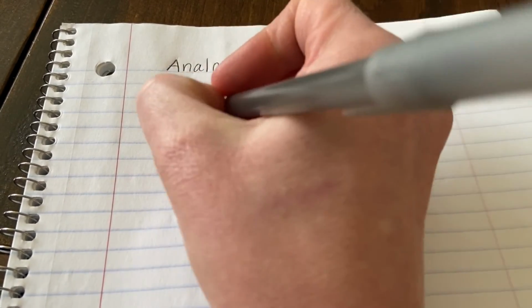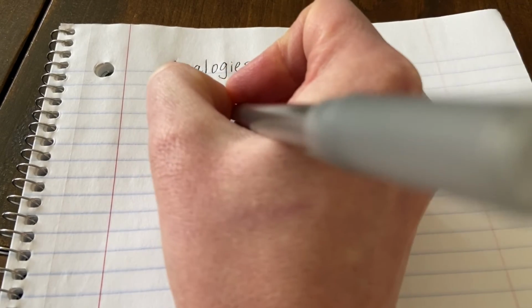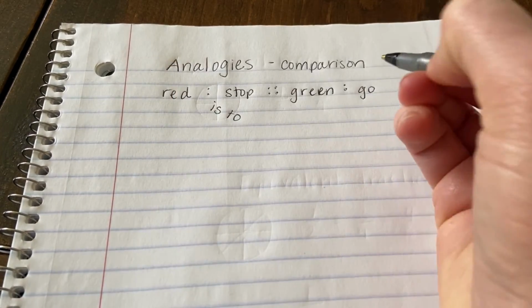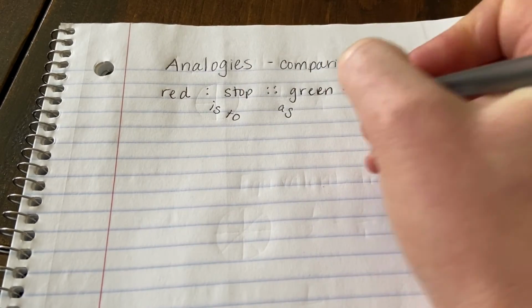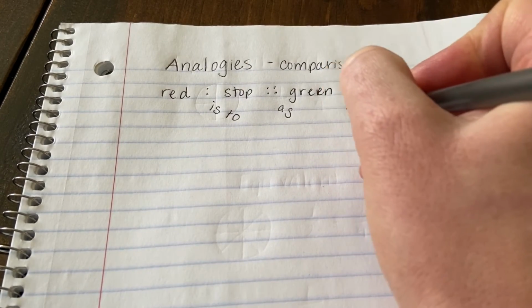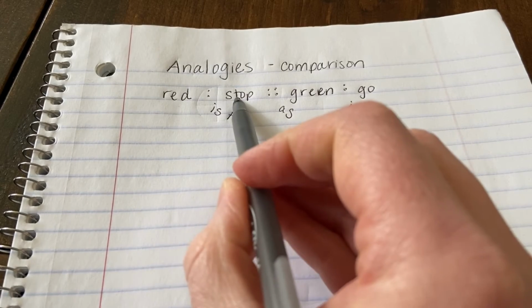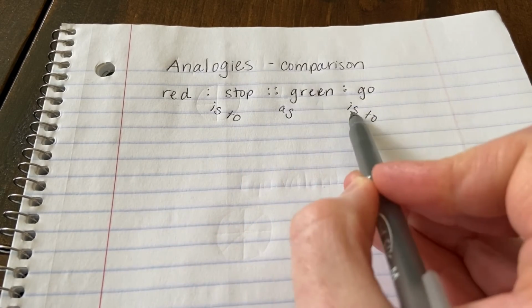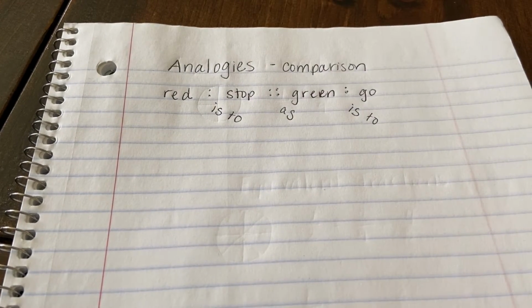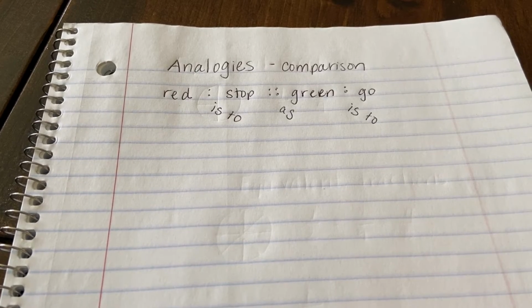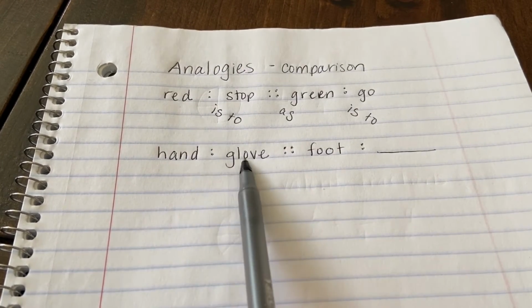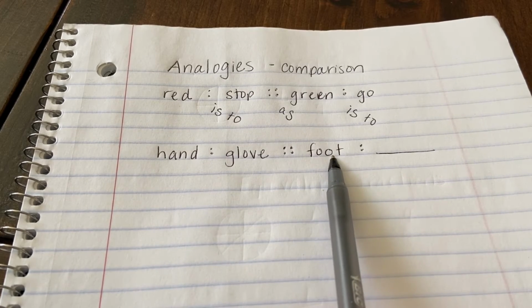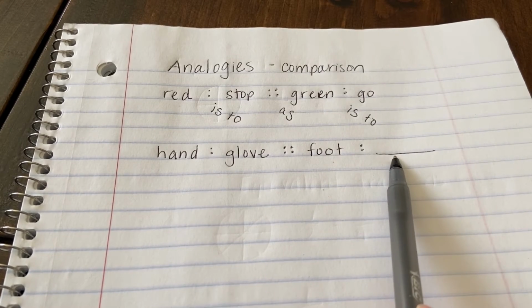And I'll put a little key. The first colon means is to, the second means as, and the next one also means is to. Red is to stop, as green is to go. Let's try another example of a friendly analogy. Hand is to glove, as foot is to blank.